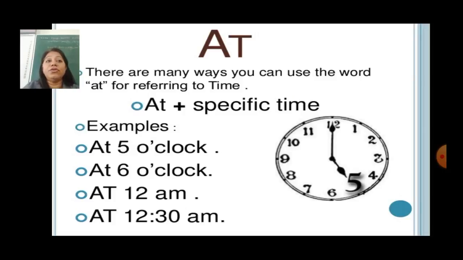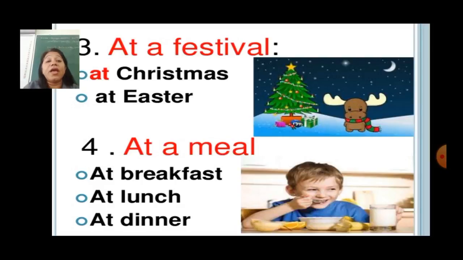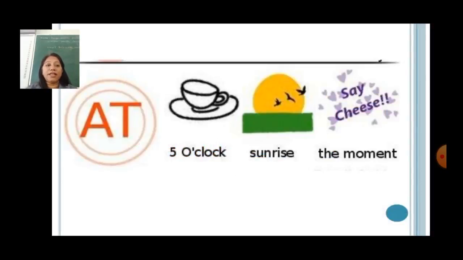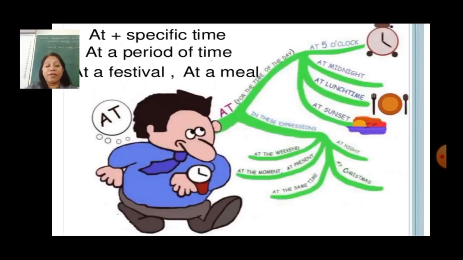At. There are many ways you can use the word at for referring to time. At plus specific time, that is at 5 o'clock, at 6 o'clock, at 12 a.m., at 12:30 a.m., etc. At a festival, at Christmas, at Easter, at a meal, at breakfast, at lunch, at dinner, etc. So we can say at 5 o'clock, at sunrise, at the moment. At plus specific time, a period of time, a festival, a meal, etc. At lunchtime, at sunset, at the weekend, at the moment.